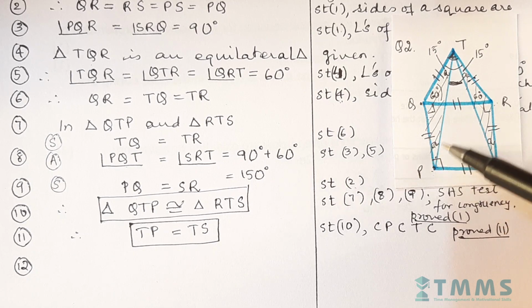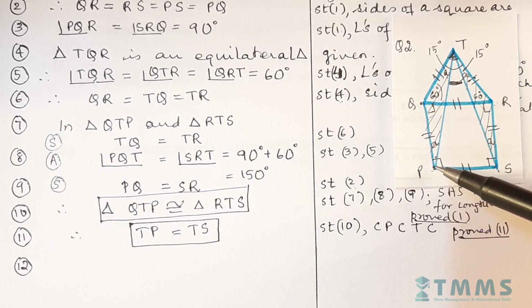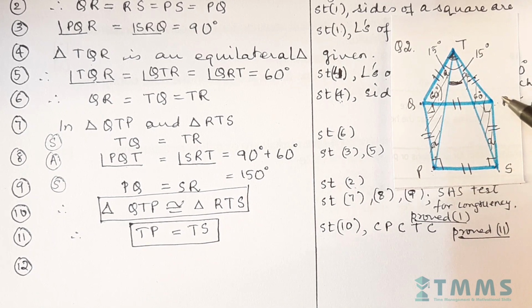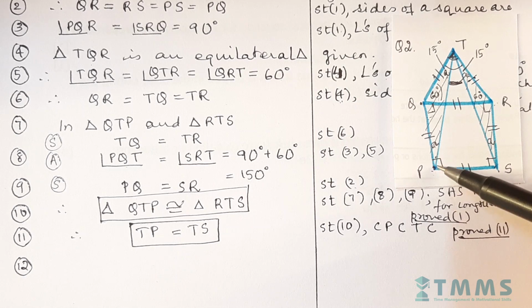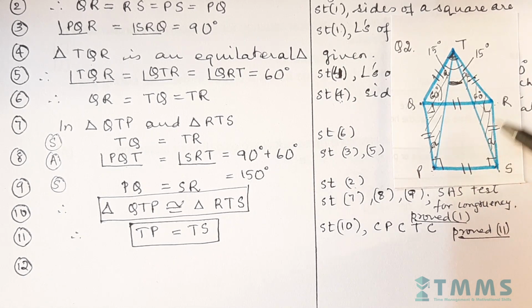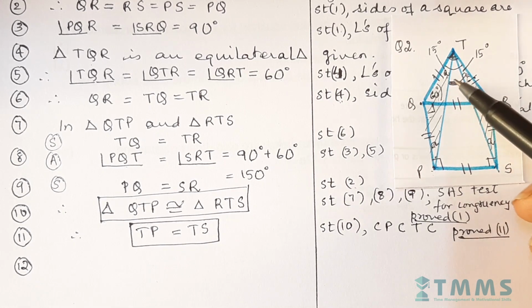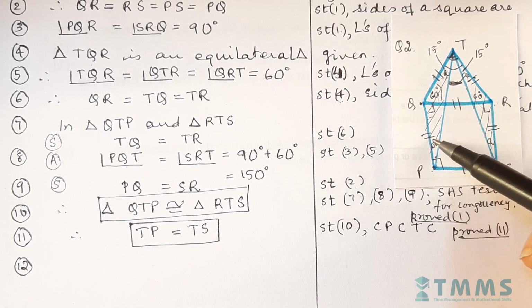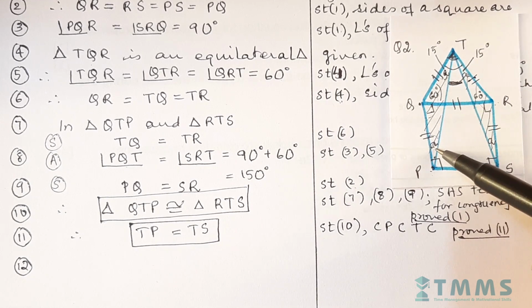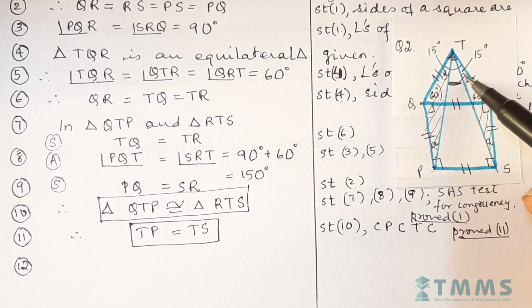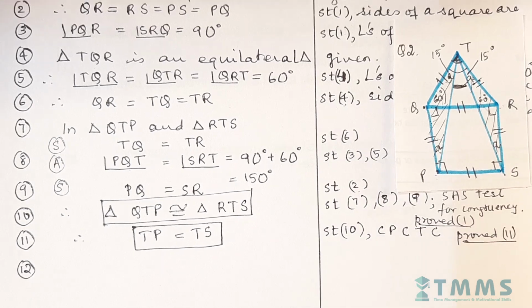Because in this triangle, you can see QT and QP are equal. Just like in this triangle, RT and RS are equal. So this becomes an isosceles triangle. This also becomes an isosceles triangle. And so these base angles are going to be equal. So I mark them as A and A. Here also I mark them as A and A.